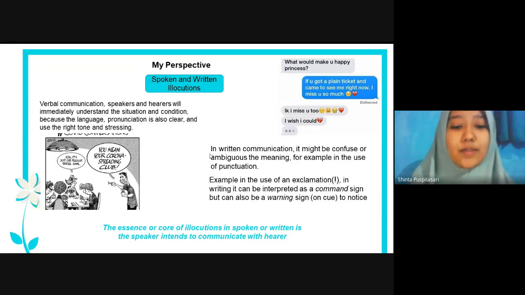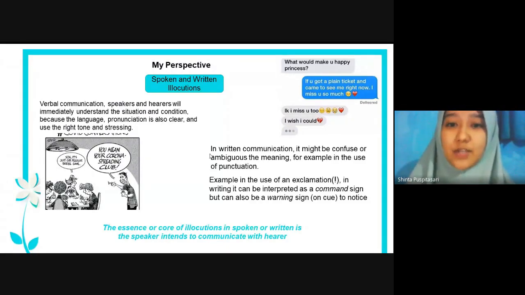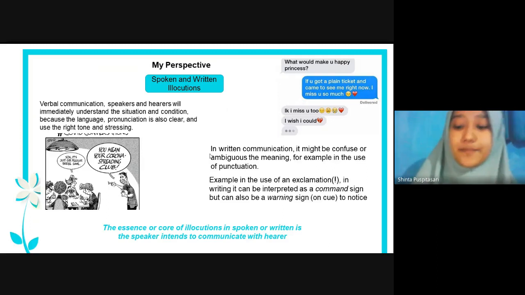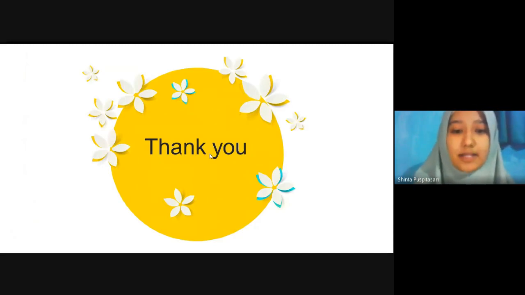And then "I will go there alone." When we utter it directly in speech, we are able to directly interpret the intent of the utterance. But in writing, we can catch other intentions. The utterance can be taken as a statement or a question. So, even though direct and indirect elocution might have different meanings, the essence of the elocution, in spoken or written form, is that the speaker intends to communicate with the hearer. I think that's all my explanation about direct and indirect elocution.